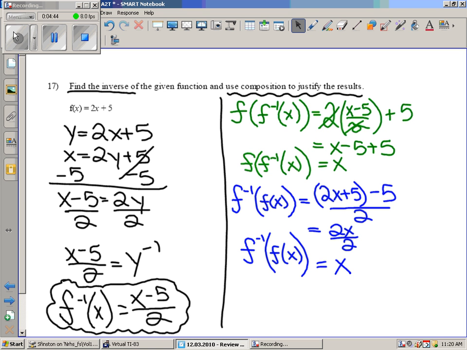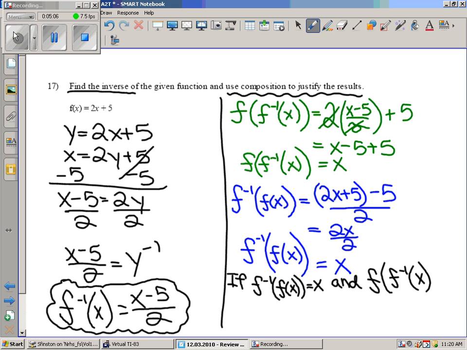For me, however, I would like for you to write the final last statement, and that's this. If f inverse with the original subbed in equals x, and the original with the inverse subbed in equals x, then they're inverses of each other.